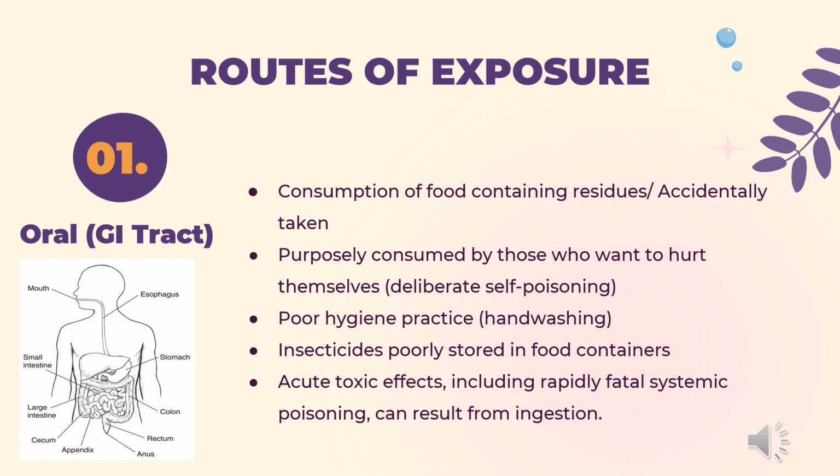This chemical can also be accidentally taken, or purposely consumed by those who want to self-poison. When hands are not thoroughly cleaned before eating, oral contamination can also happen. Additionally, if methyl parathion is poorly stored in food containers, it could be accidentally ingested. Acute toxic effects, including rapidly fatal systemic poisoning, can result from ingestion of parathion.